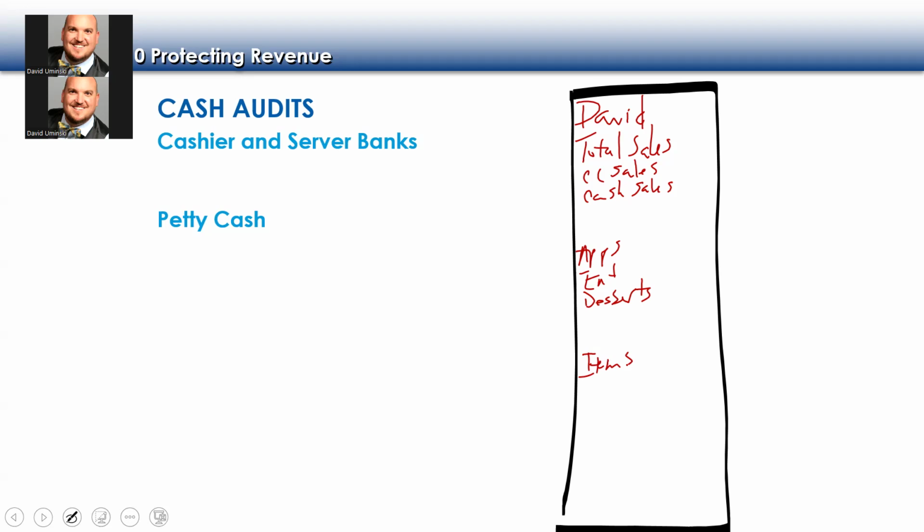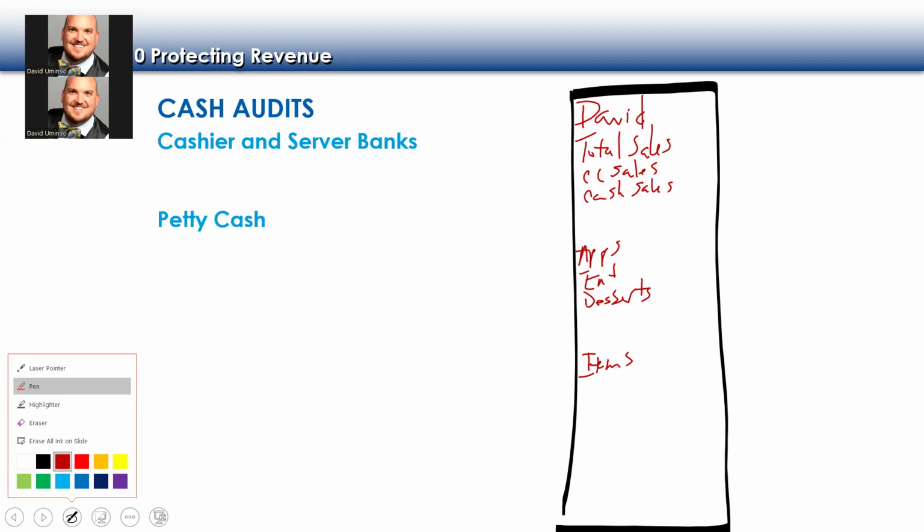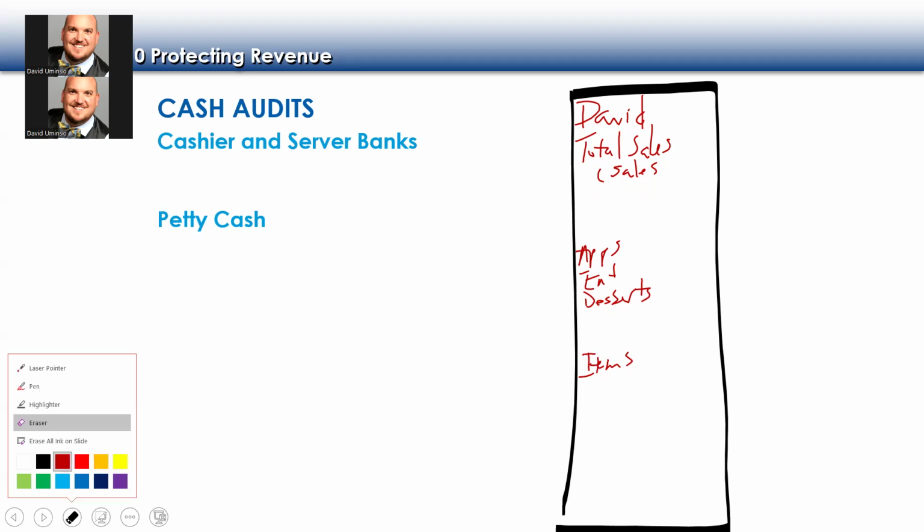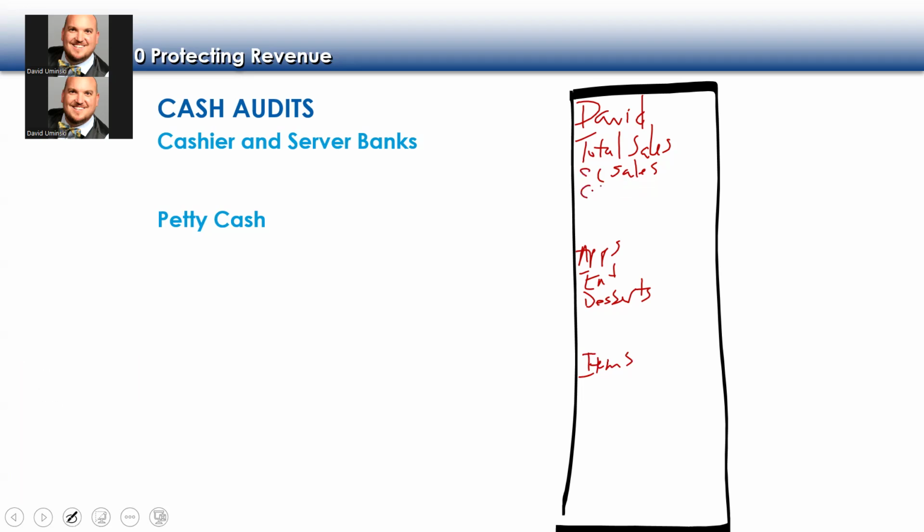In addition to credit card sales, it's also going to have credit card tips. And then the amount due. And so what we're going to do is look at that information from a server perspective to figure out how much is actually due for the server to make their deposit.